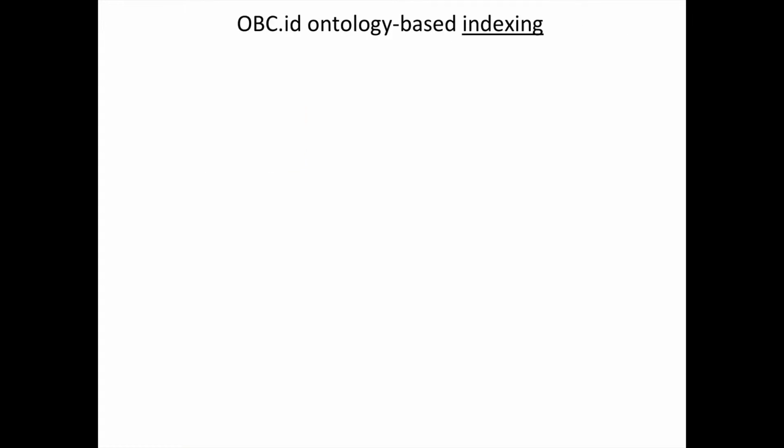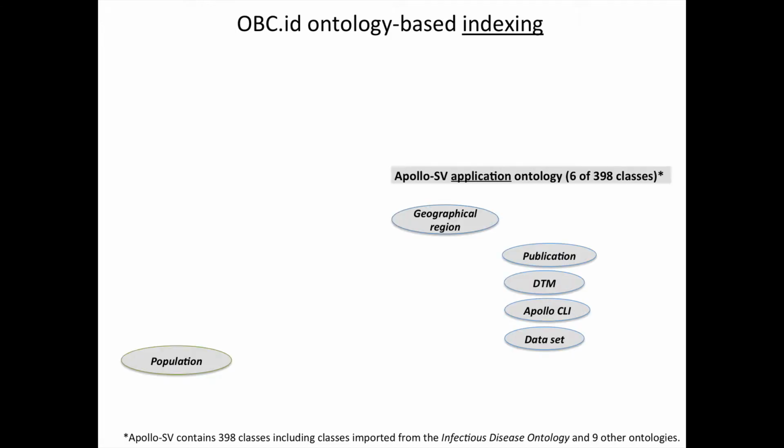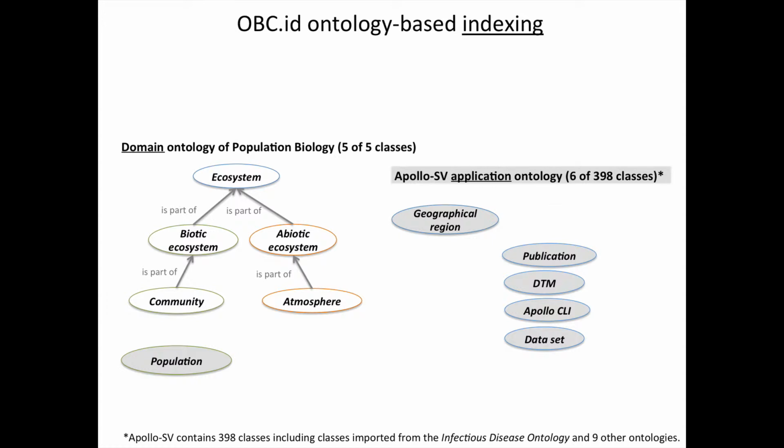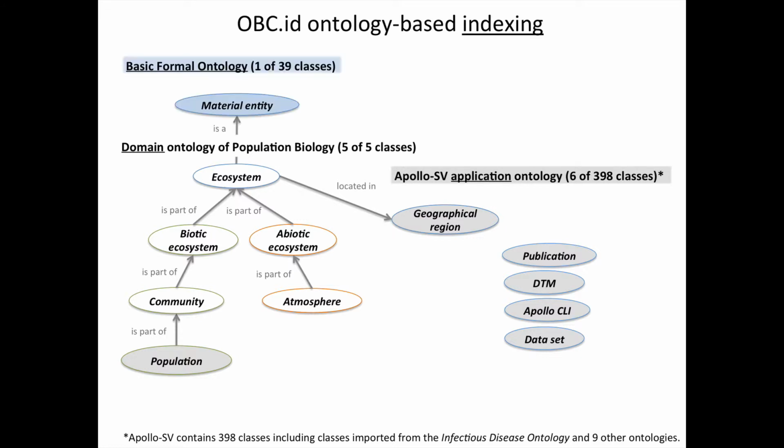Our method for ontology-based indexing of information combines the Apollo SV application ontology with a domain ontology. The domain ontology is an upper-level ontology of population biology. We link this domain ontology to the application ontology by linking ecosystem to geographical region, population to community, and ecosystem to the material entity class in the basic formal ontology. These links establish transitive relationships among publications, disease transmission models, Apollo curated library items, and datasets.